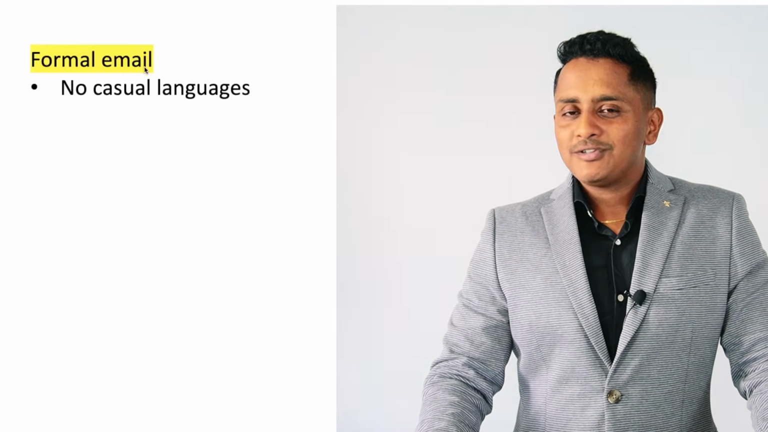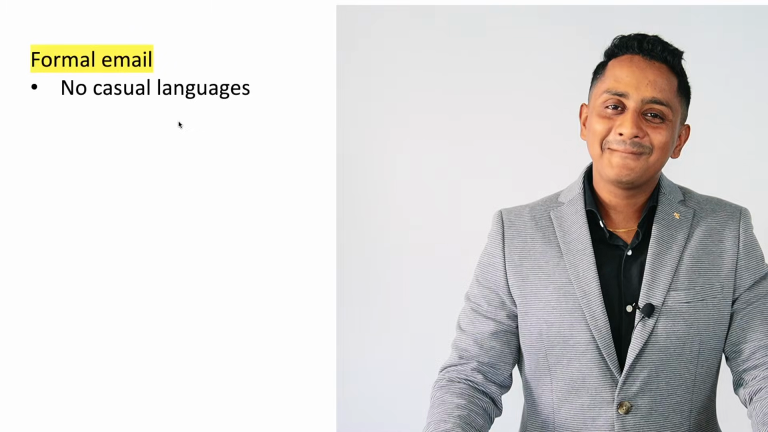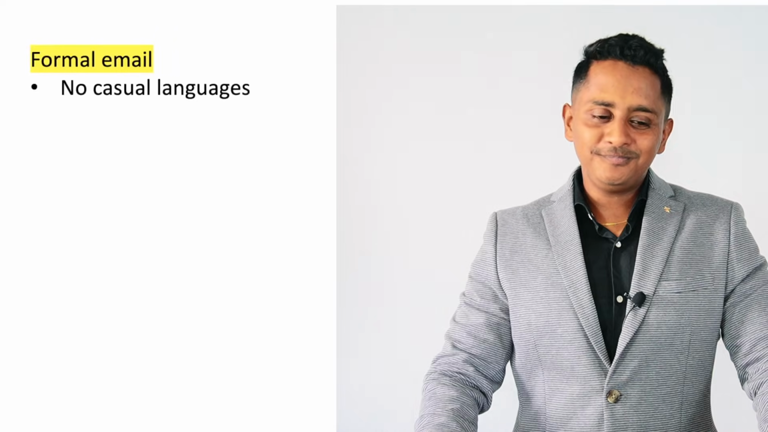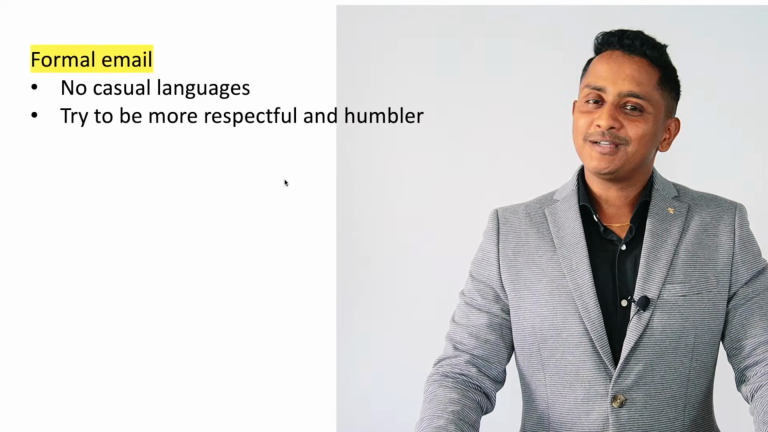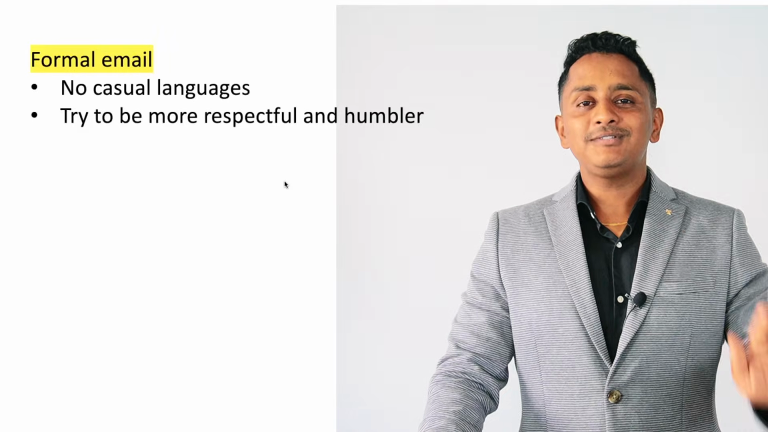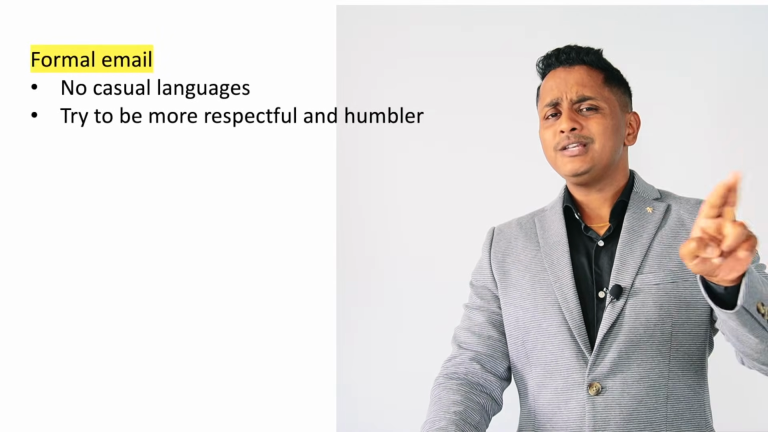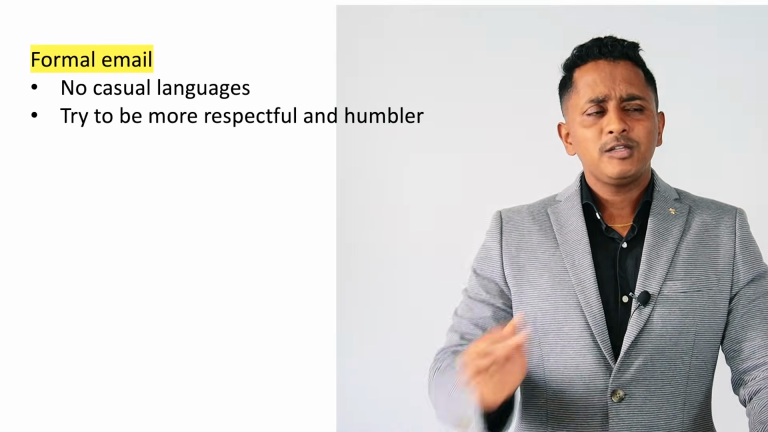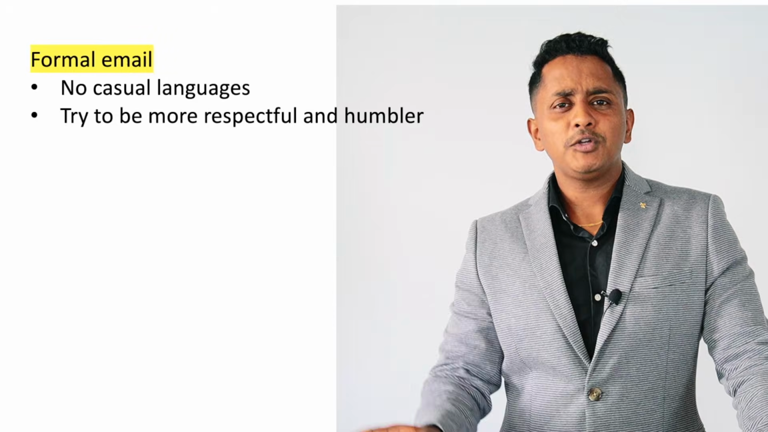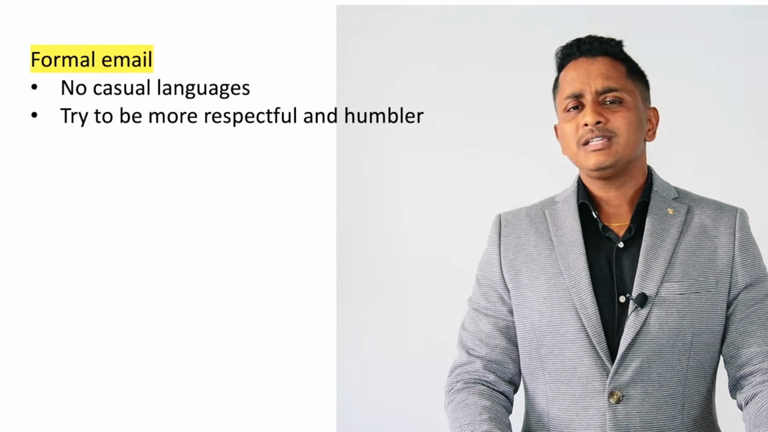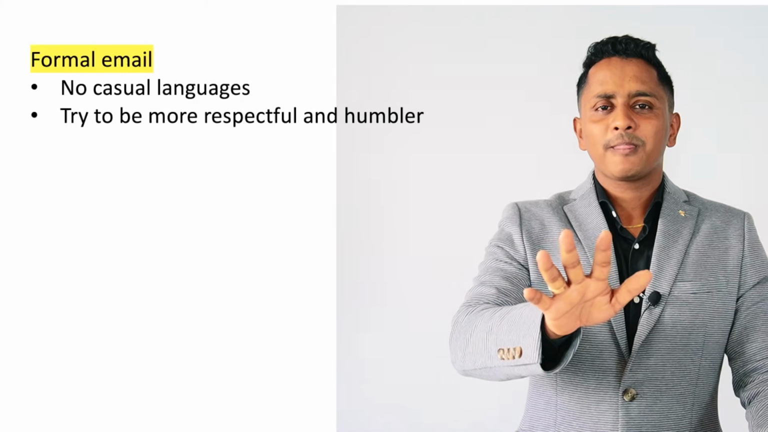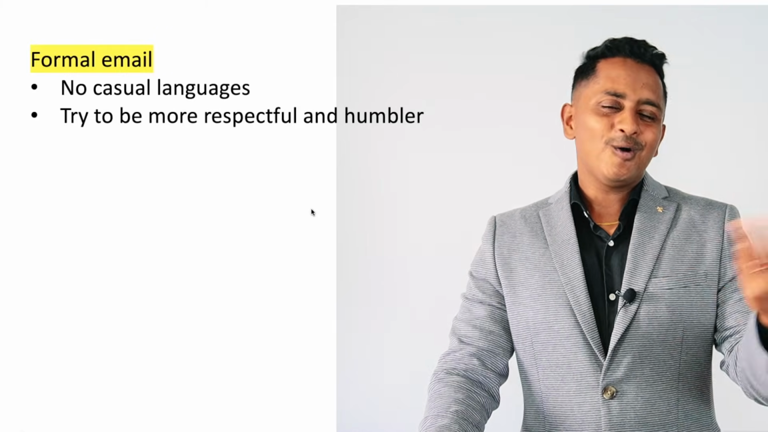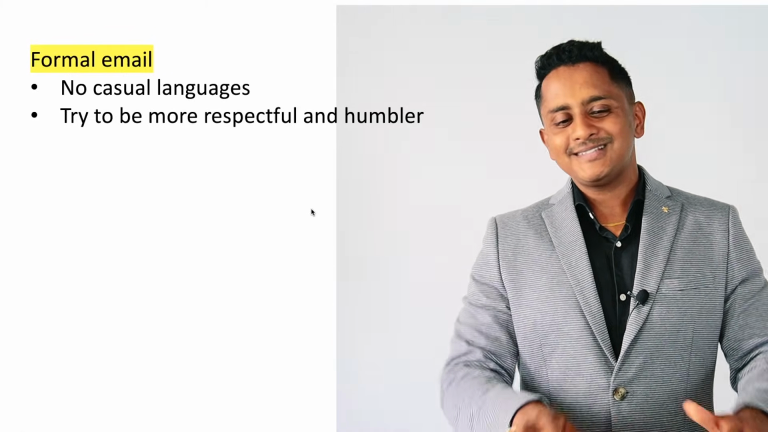Formal email: no casual language. Not "Hey buddy, how you doing?" If you write a letter to the police department, not "Hey police, how you doing? Hope you're doing well." No, no, no. No casual language. Try to be more respectful, polite and humble, even if there is a mistake from their side. Let's say you're writing an email to Amazon customer care or some department. They promised to send you a package which is still not received, and you're so angry, or they've sent something which is completely damaged. Even then, you cannot be hurtful; you need to be very respectful. Remember this. But to what extent our software, our hero, recognizes this is the next question.